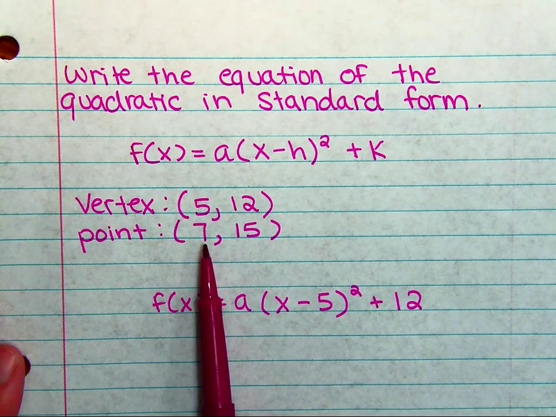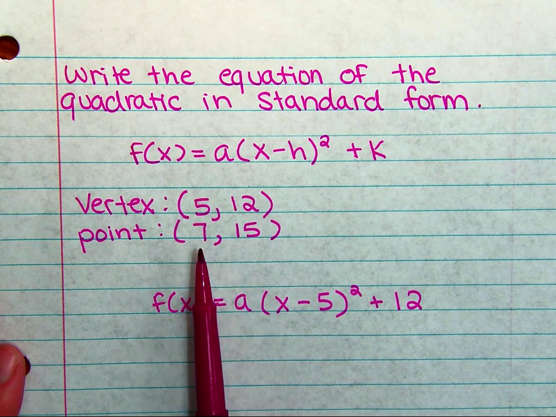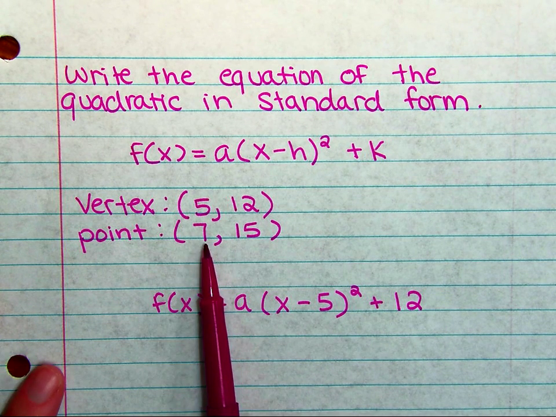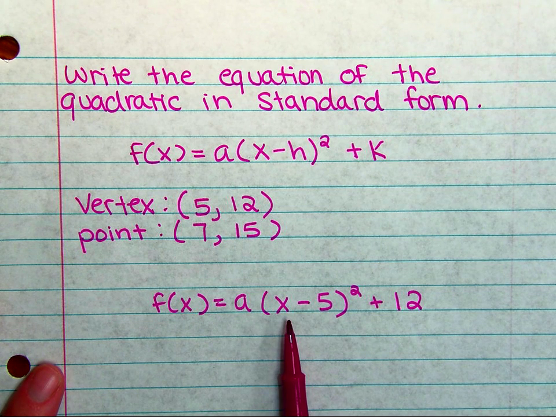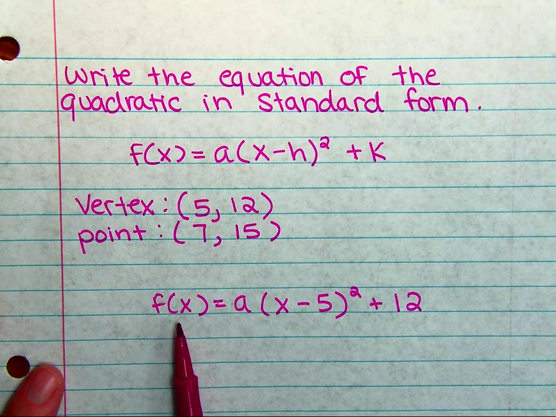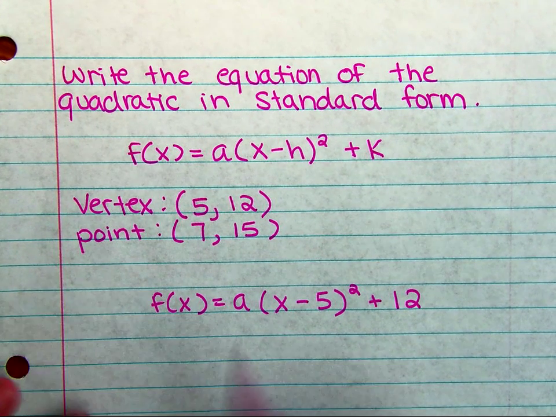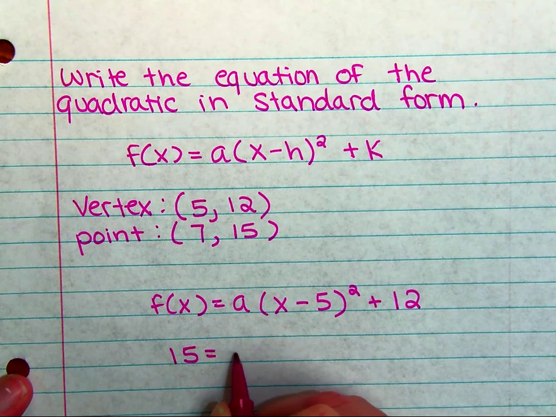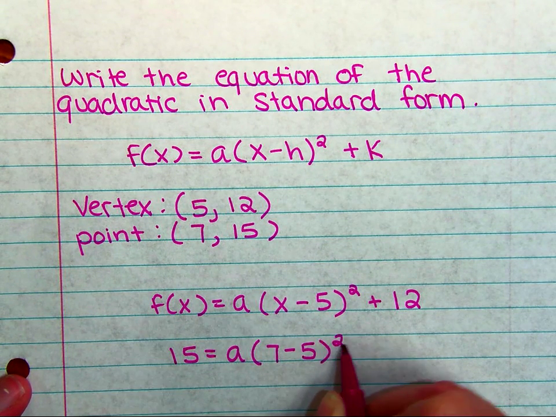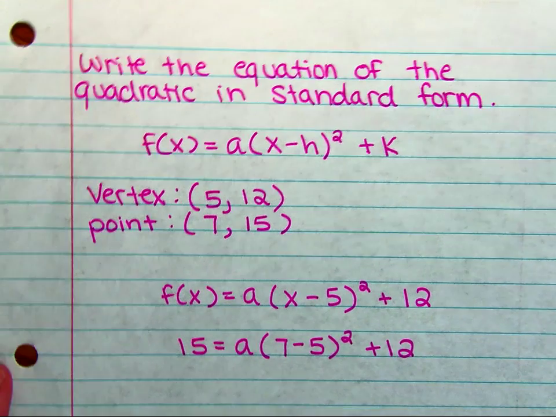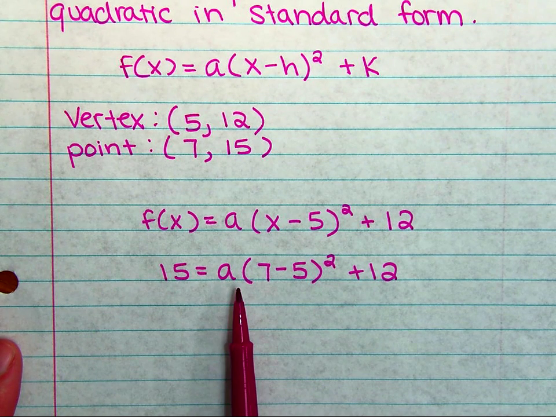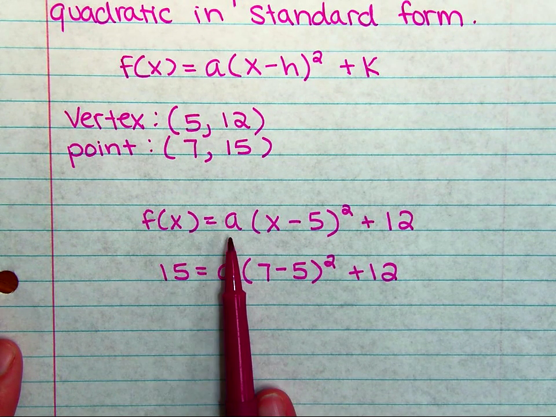Now, they gave me this point, 7, 15. Well, this is an ordered pair. We know an ordered pair is x, y. So if I take this 7 and replace it with x, 15 is my f of x, or my output. So I'm going to say 15 equals a(7 minus 5) squared plus 12, okay? Now it's just simple algebra because I only have one thing that I don't know, and then if I figure that out, I can go up and plug it in.